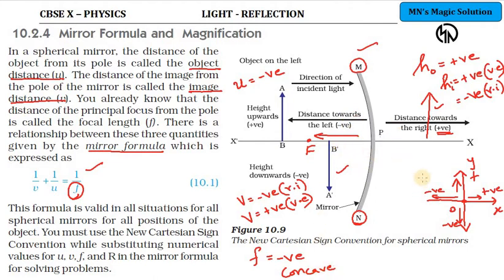And in case of a convex mirror, the focus is towards the right, and since the measurement is done towards the right, you will have the focal length to be positive for a convex mirror. So these sign conventions along with the values we have to obtain from the given question, and then proceed with our problem in order to find the unknown. So we have two formulas in hand, and also we have all the sign conventions, and let's proceed with discussing the problems.